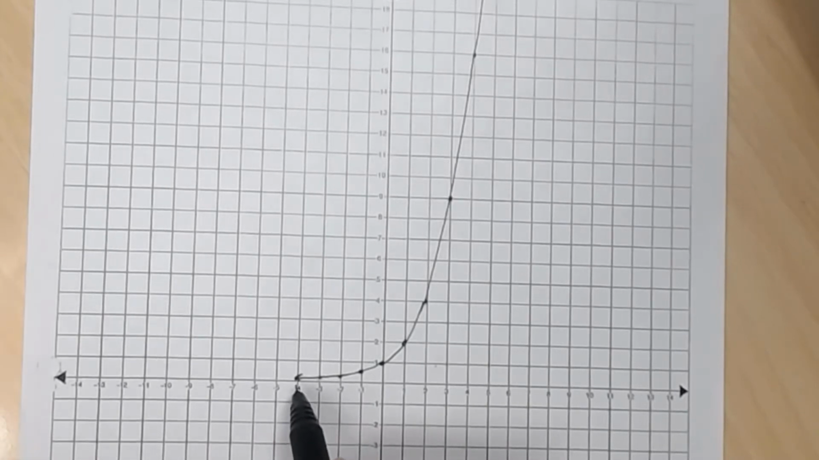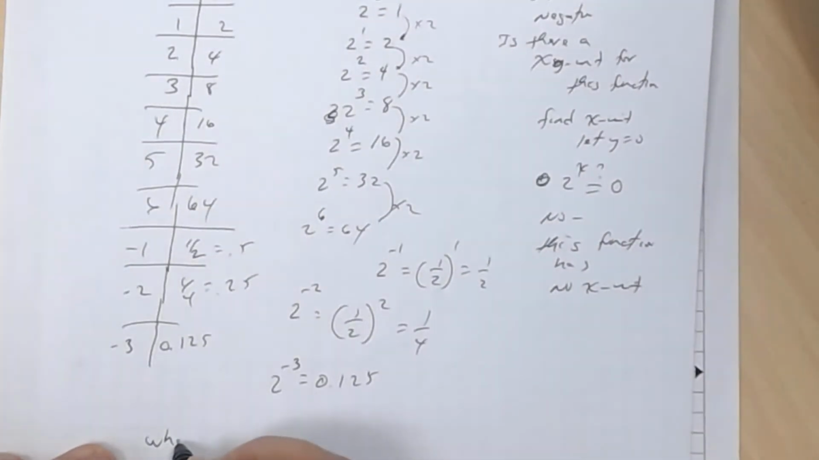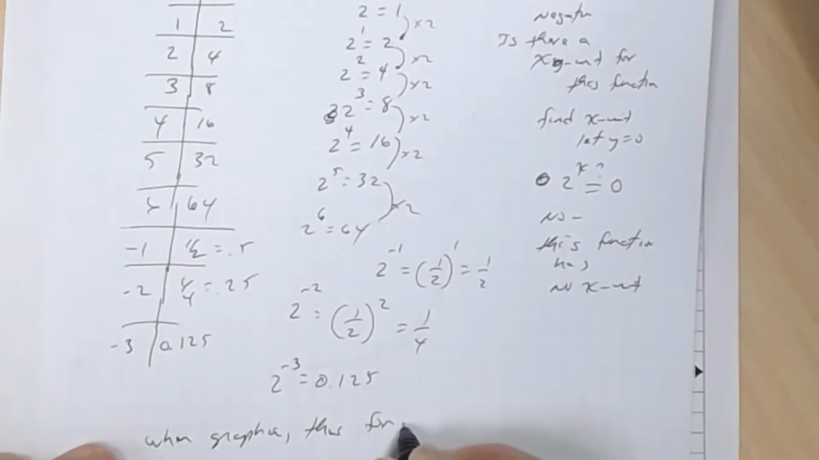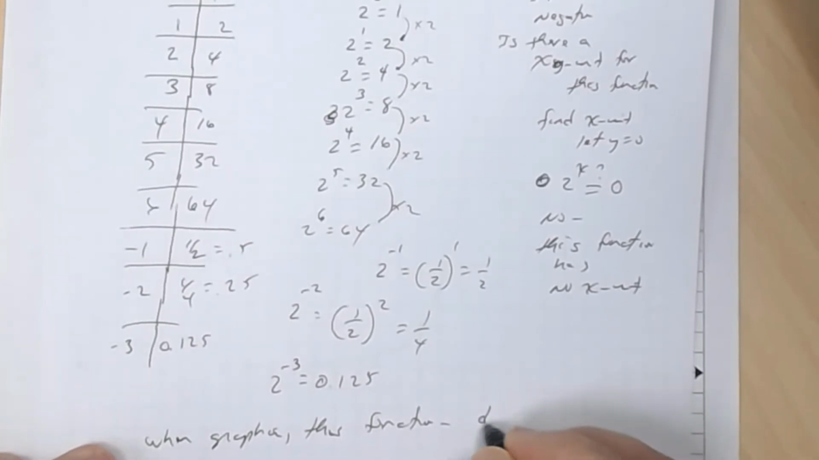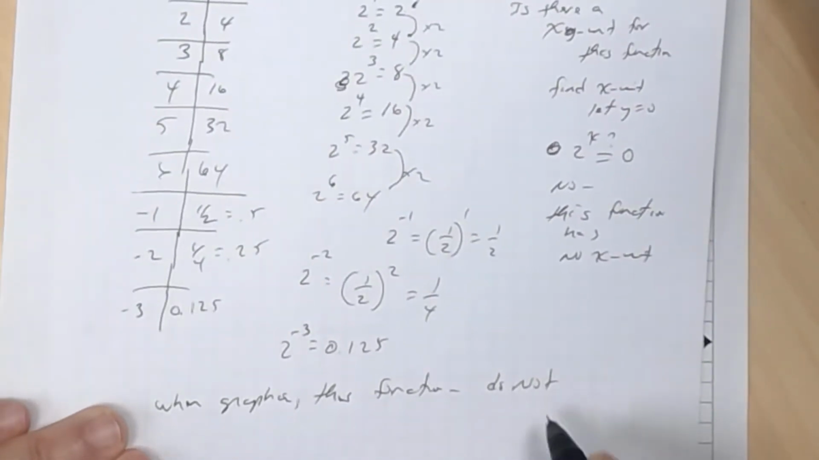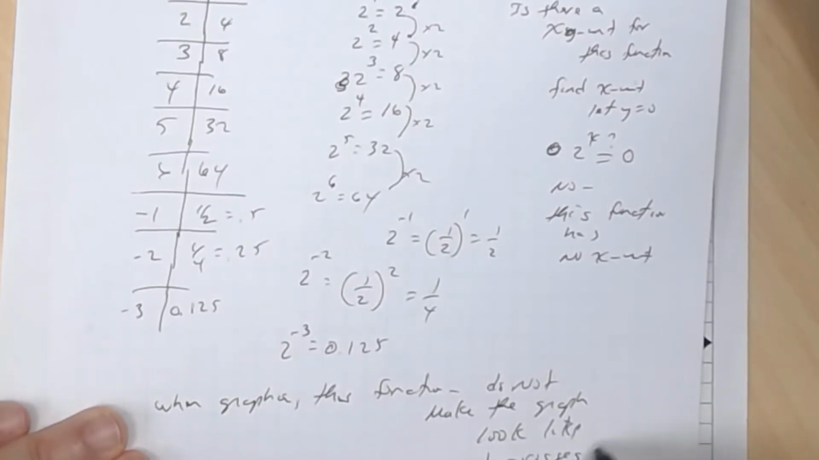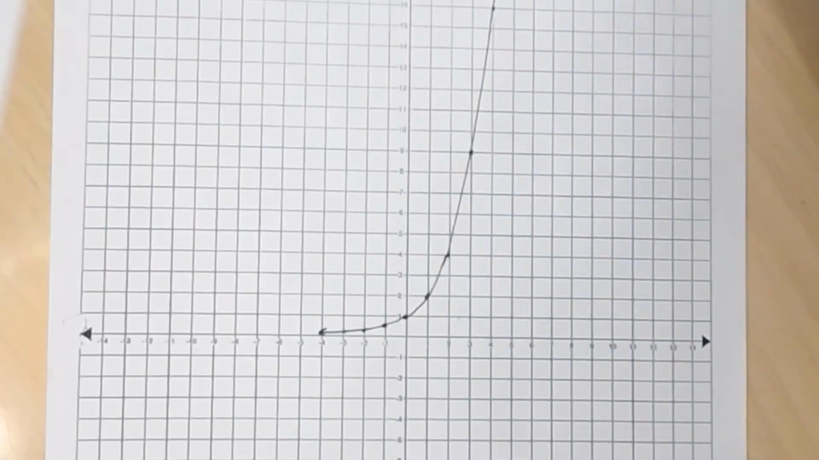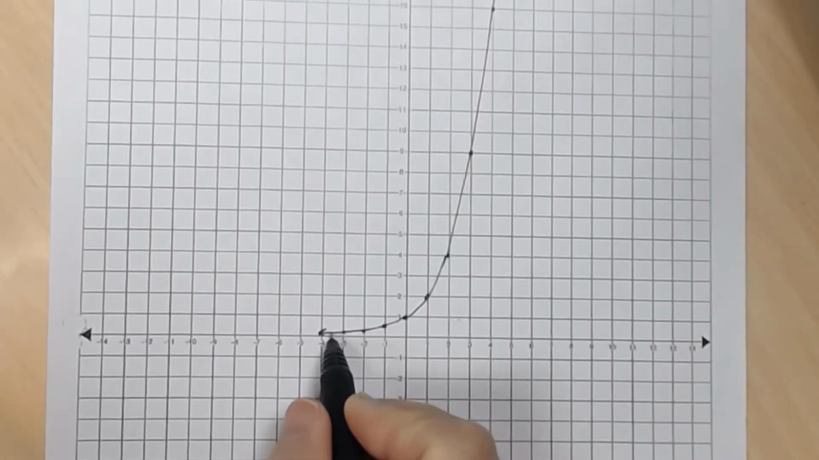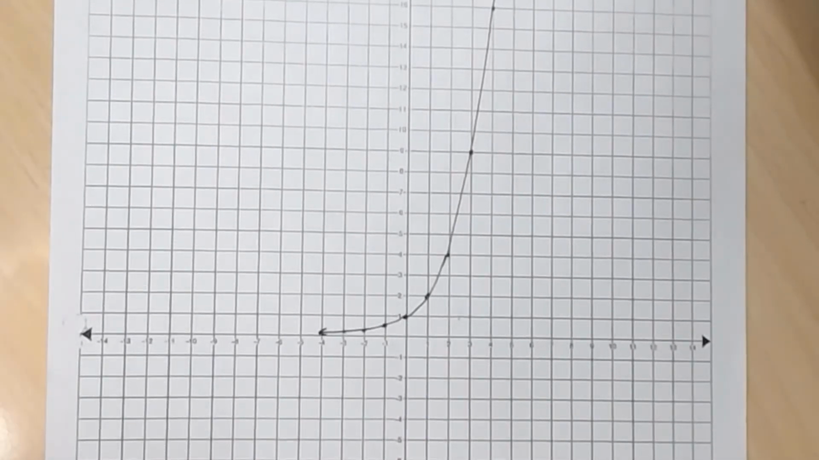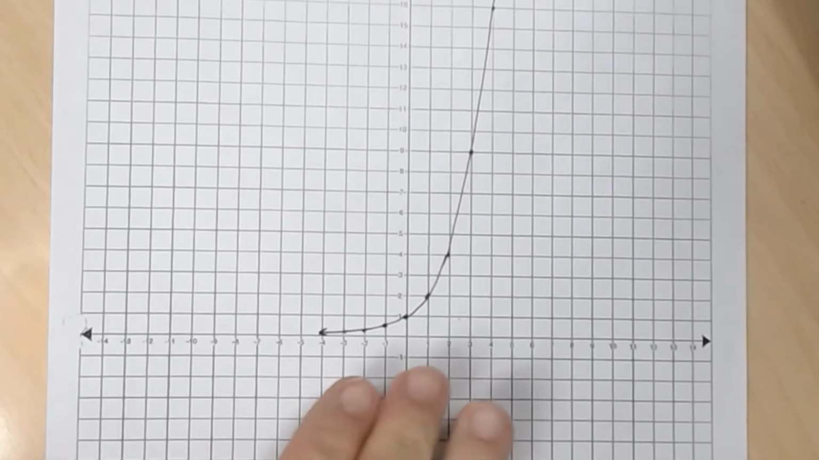That's important. When graphing this function, do not make the graph look like it crosses the x-axis, because it has no x-intercepts. All right. So you just kind of draw it a little on here, and then you draw your arrow like that. Okay, now let's talk about something else that's important.